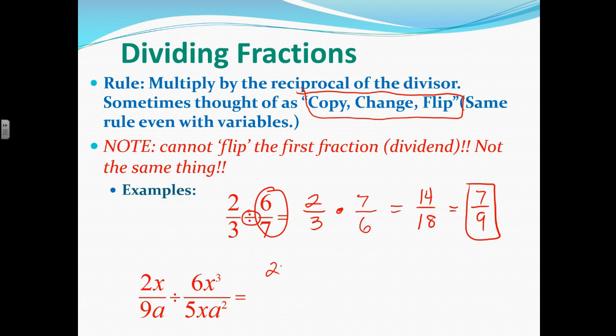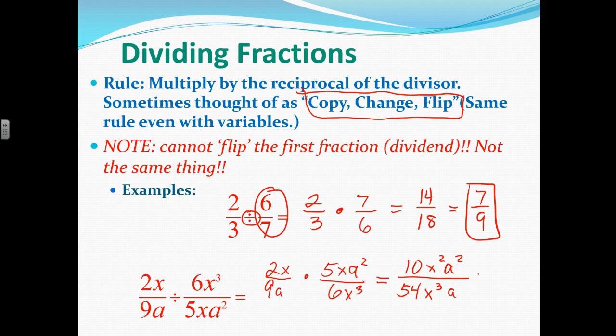So I copy the first fraction on this ugly 2x over 9 divided by 6x cubed over 5xa squared. 2x over 9a times the reciprocal of the divisor. 5xa squared over 6x cubed. Now I have to get algebraic about it. Okay, 2 times 5 on the top is 10. X times x is x squared, and then I have to include that a squared as well. 9 times 6 is 54. X to the third a.